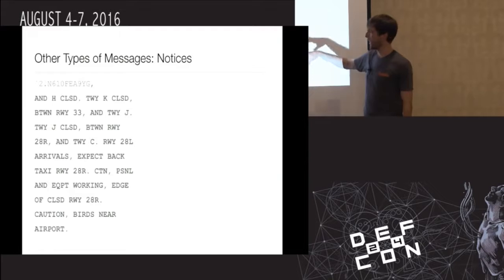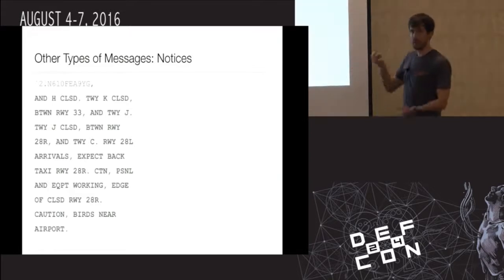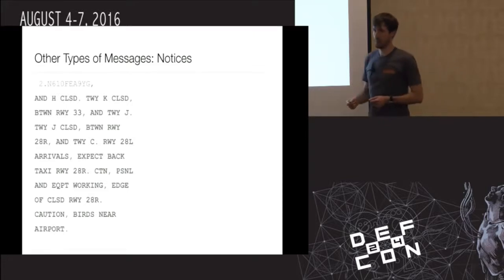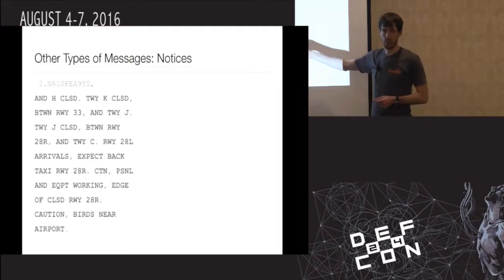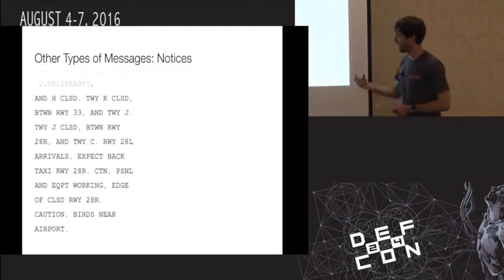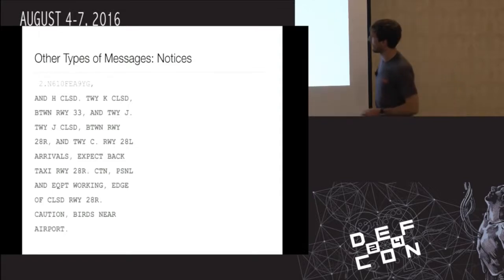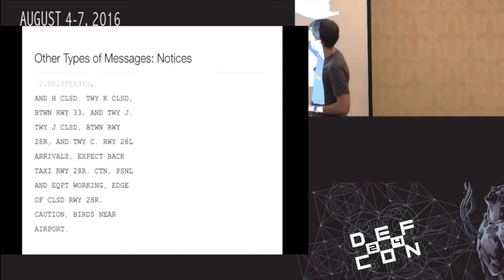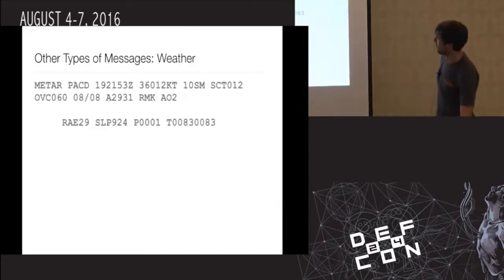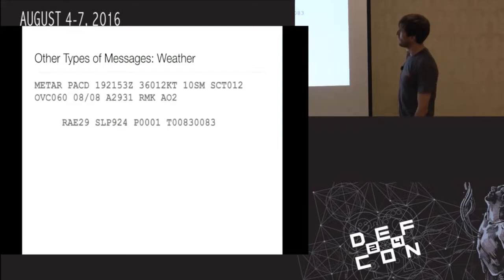Notices regarding those particular airports and weather reports. So these are all being downlinked to planes that are probably en route to those airports, and they want to know what the weather conditions are. And instead of calling someone up, they can just request weather and have it sent over INMARSAT to the cockpit. And so this is saying that there's a taxiway K that's closed between runway 33 and taxiway J, blah blah blah. And then you have these METAR weather reports.